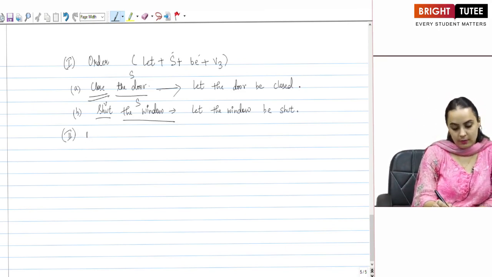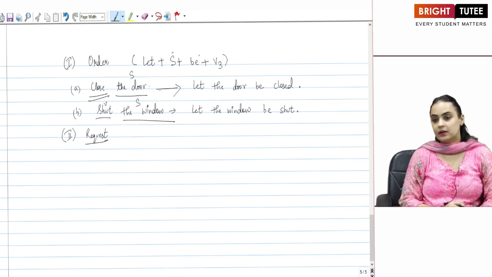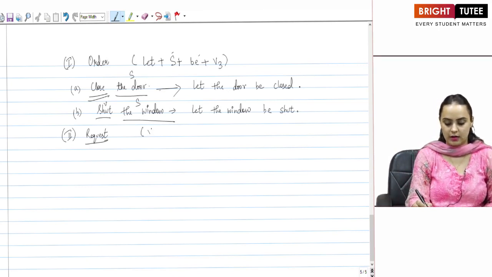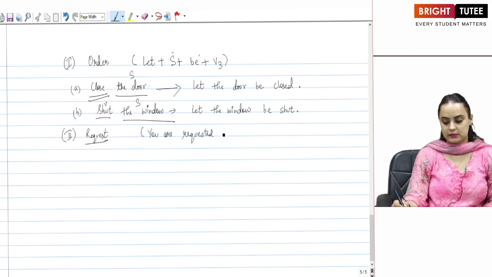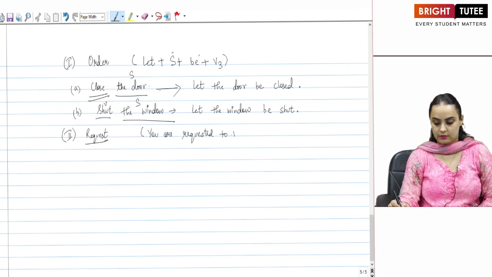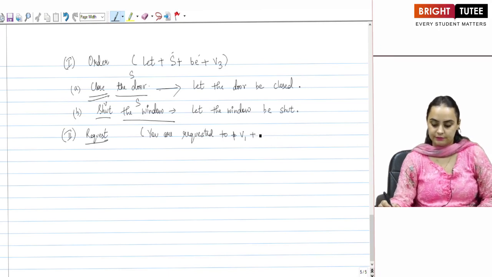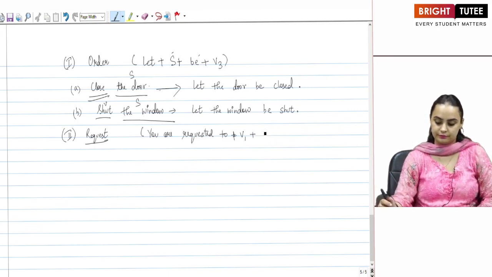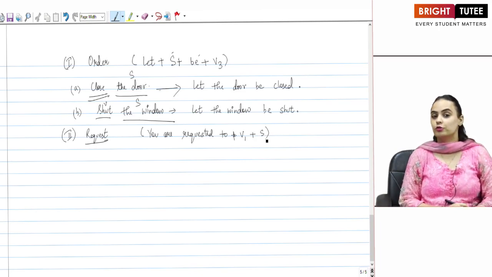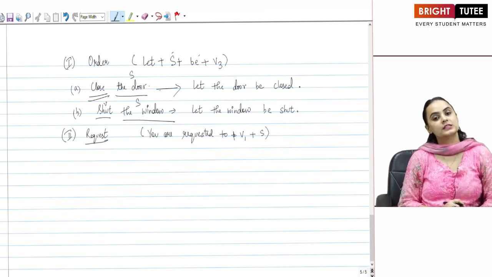Next, let us talk about making a request to someone. What is the structure when we make a request? We have to write, you are requested to, then after to, first form of the verb, plus subject. This is the structure of a sentence through which we are making a request to someone. You are requested to, plus the first form of the verb, plus subject.